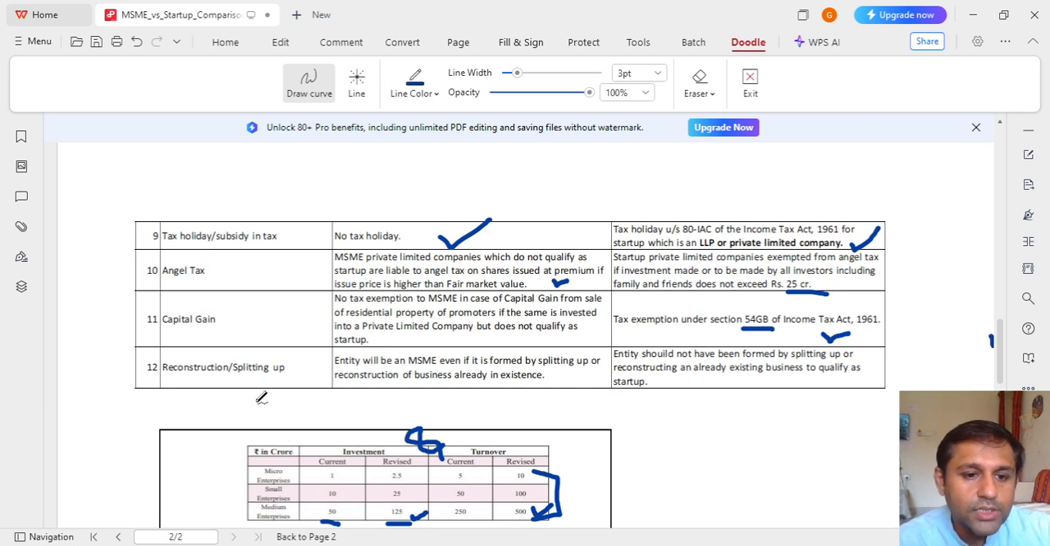Now on reconstruction and splitting, an entity will remain an MSME even after splitting up or reconstruction, whereas this is important for a startup. If a company gets split or reconstructed, then it will not be eligible as a startup even though it is meeting other conditions. So I hope the difference between MSME and startup is clear, and this is a very crucial topic when it comes to the financial sector or the economy as a whole.